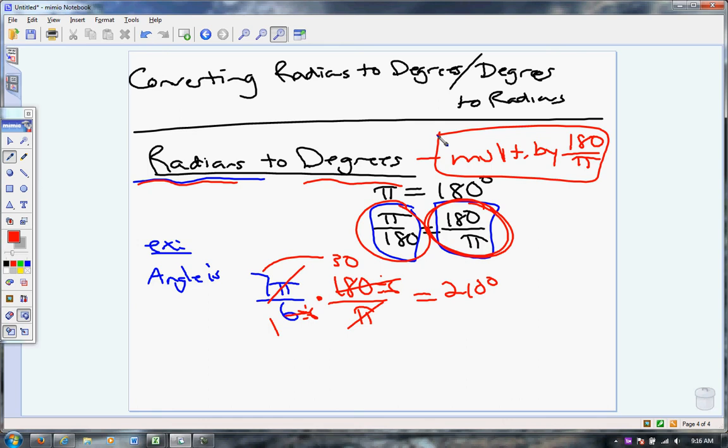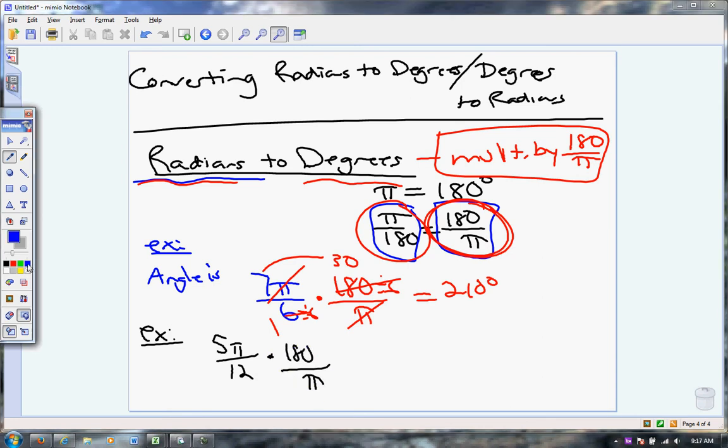Now you might be saying, I thought you just showed us a trick for ones that have a denominator of 6. I did, but they don't all have a denominator of 6. Another example, they might be 5 pi twelfths. Not quite as convenient. So again, all you have to do is multiply by 180 over pi. Your pi's cancel.